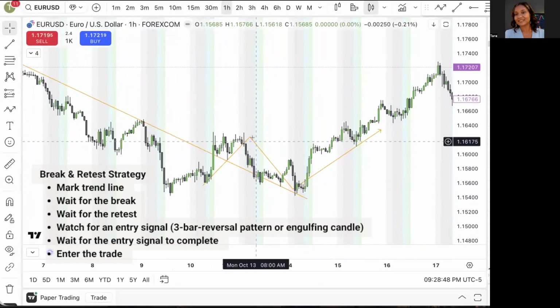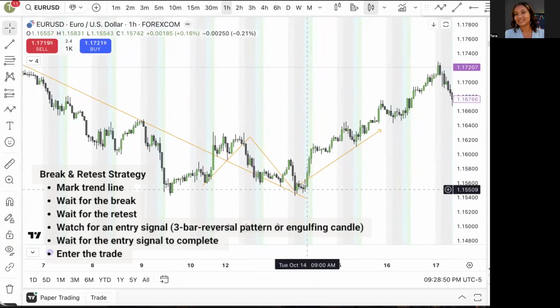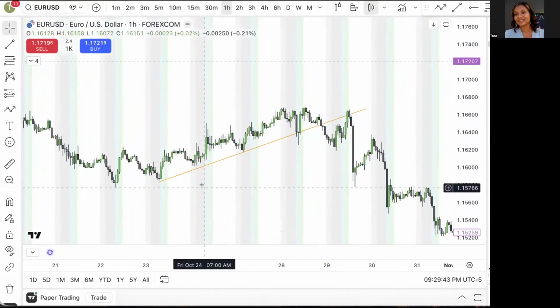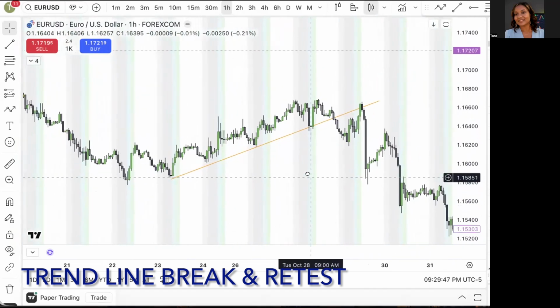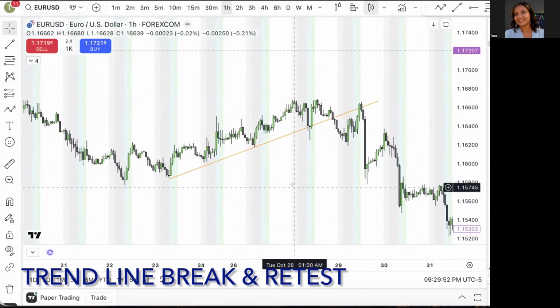Okay, so we have a break, a retest, wait for our signal, which is an engulfing candle, and we would enter the trade. And we would take it up to the next area of support or resistance. We can see that we've drawn a trend line here, so we're still in the 1-hour time frame. And I think that the 1-hour time frame is one of the best time frames for beginners to learn on.